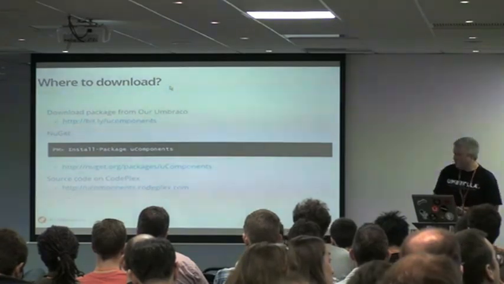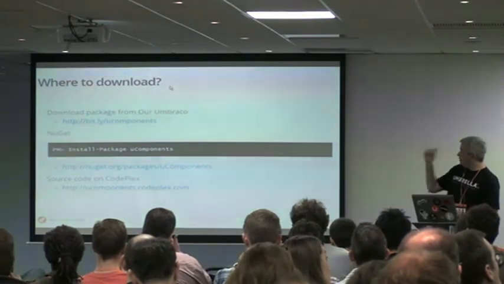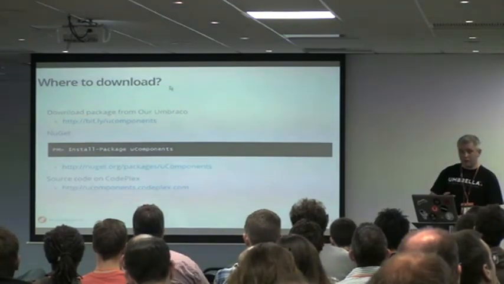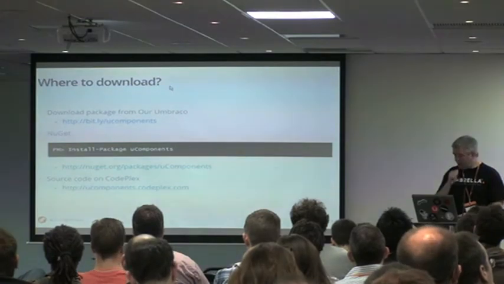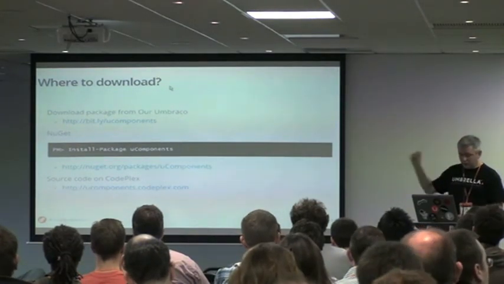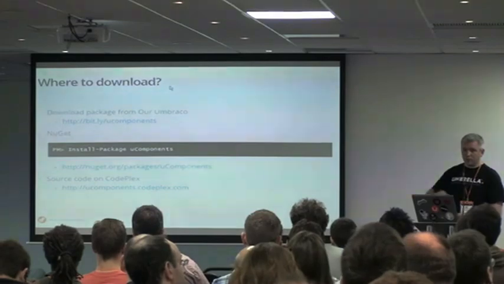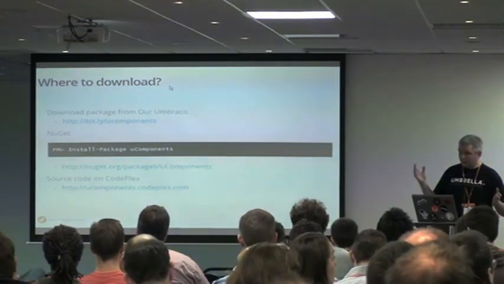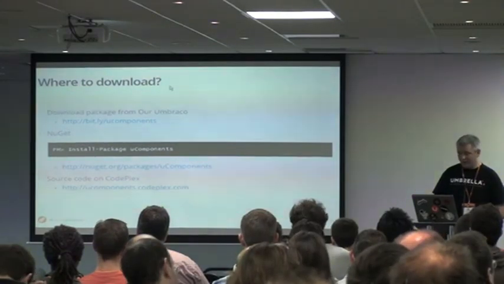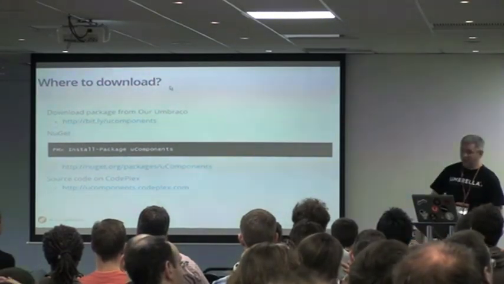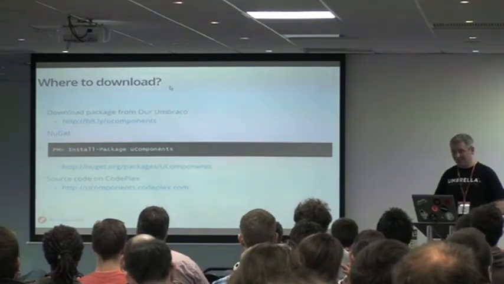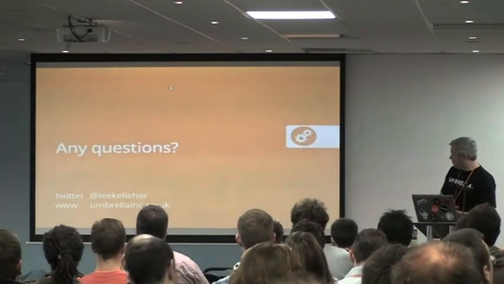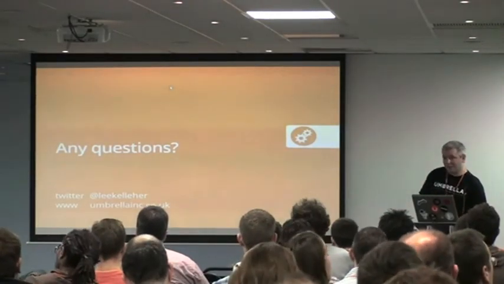Okay, so where can you get hold of uComponents? You can download the package from our Umbraco. You can download it from your back office as well through the package repository. If you are working in Visual Studio, you can just NuGet install package uComponents, and it's installed. And if you wanted to delve into the source, if you are more of a hardcore developer, and there was a bug that was bugging you, get the source, debug it, send me a patch, and I'll put out a new release. So, does anyone have any questions about uComponents?